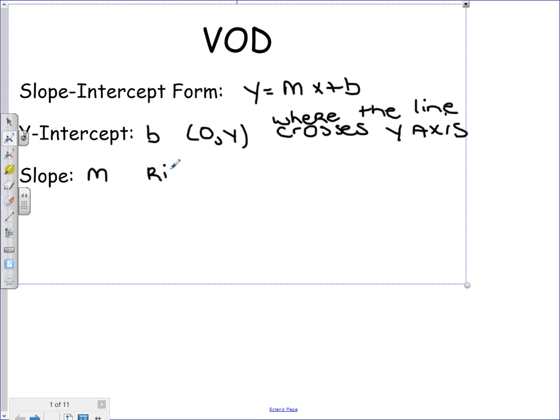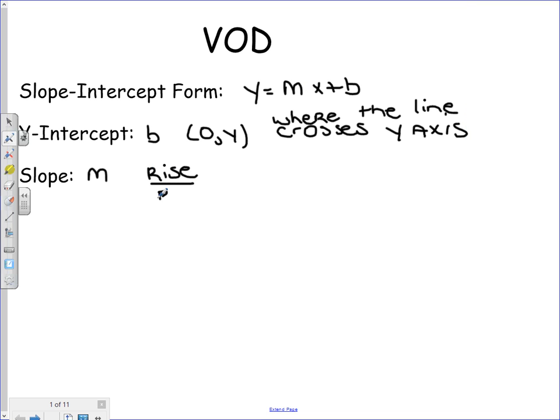And slope, we keep talking about rise over run. We should also, whoops, I misspelled it. Sorry, guys. Let's try that again. Rise, run. Okay, and the formula at this point you should know, y2 minus y1 divided by x2 minus x1.